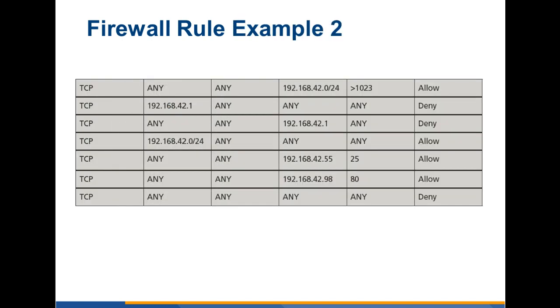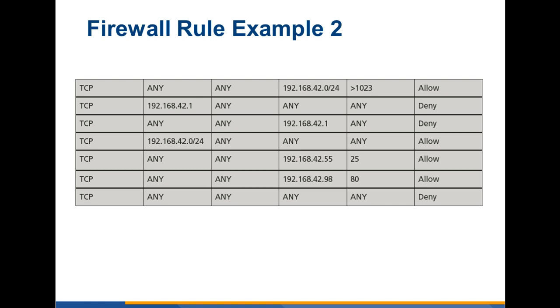Here we have a more specific example, and we'll go down each one of these. First of all, at the very top, we want to allow the response to TCP connections to internal hosts. And you'll notice the target address is subnetted at /24, port anything greater than 1023, and that's allowed. So all responses to TCP connections to internal hosts are allowed. But we want to prevent the firewall, which is located at 192.168.42.1, from directly connecting to anything.